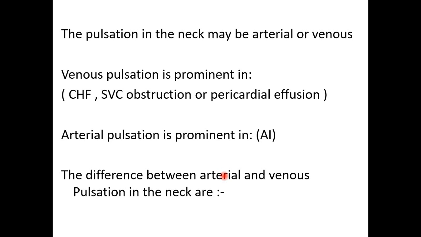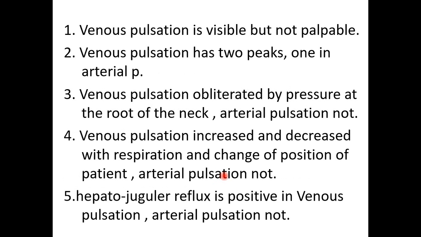While arterial pulsation is prominent in aortic incompetence or aortic regurgitation. The difference between arterial and venous pulsation of the neck is very important. This is always a question we ask you. How can you differentiate whether this is an arterial or a venous pulsation? Sometimes it is difficult to differentiate between arterial and venous pulsation. For venous pulsation differentiation, here I have 5 points.